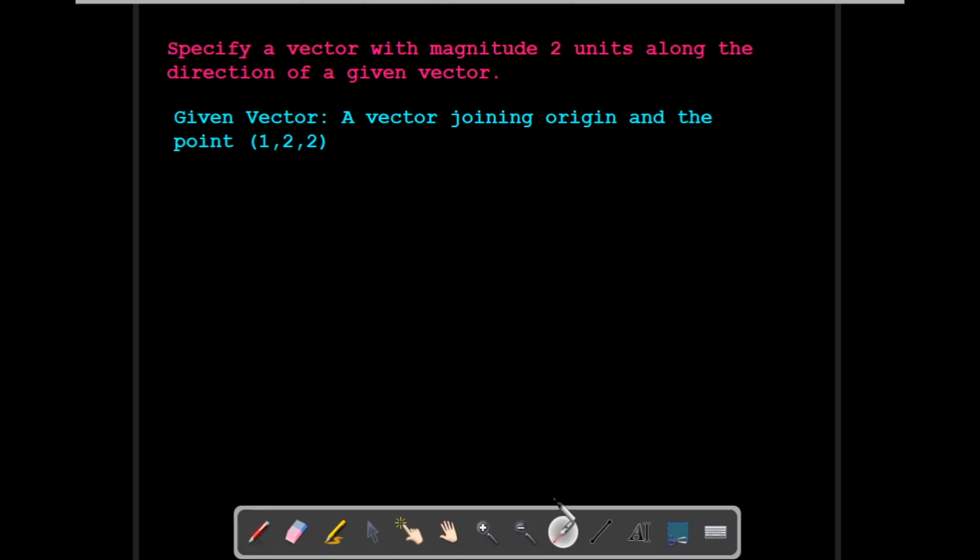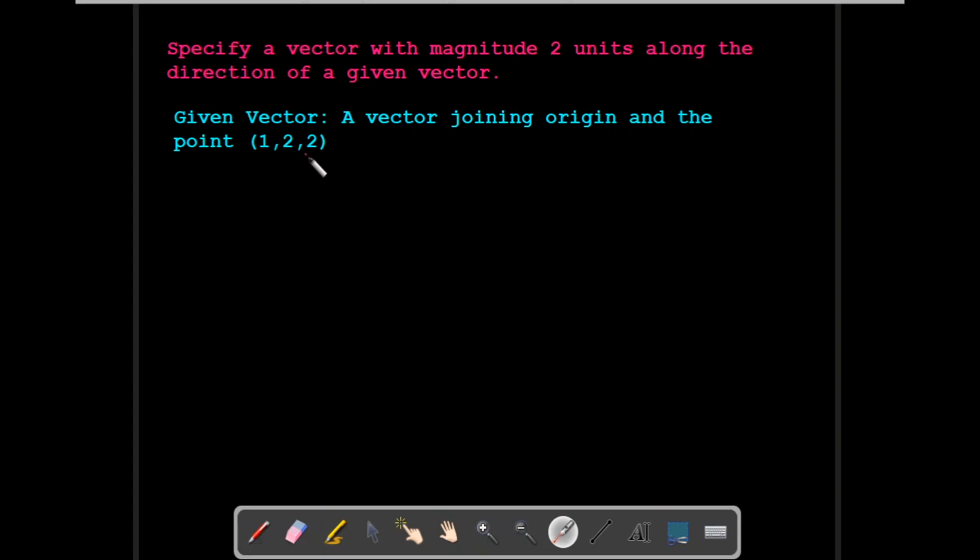So you are asked to specify a vector with magnitude 2 along the direction of a given vector. It is mentioned that it is 2 units. That tells us it can be any unit. If it is force, then it will be Newton. So it can be any vector unit. But here I am taking an example of the given vector as points, so that we can also discuss how to find a vector if a point is given.